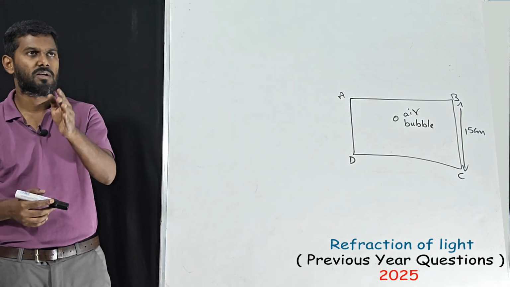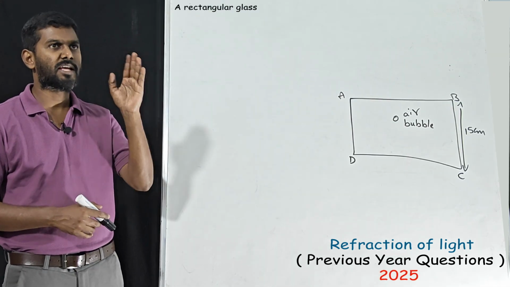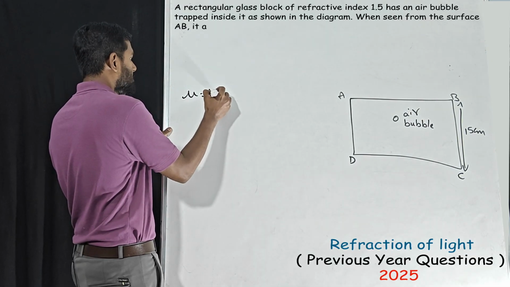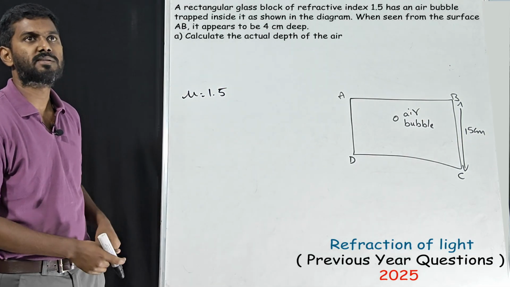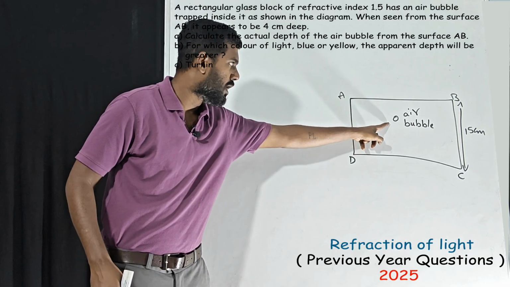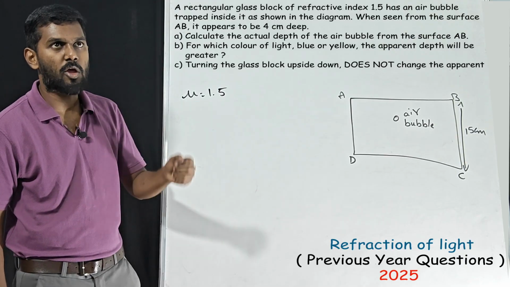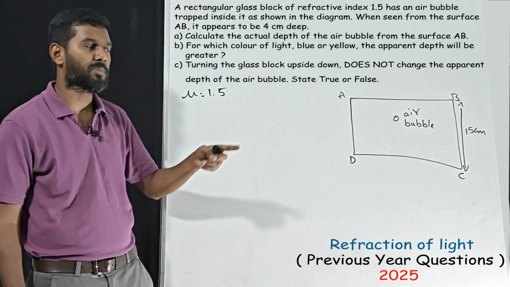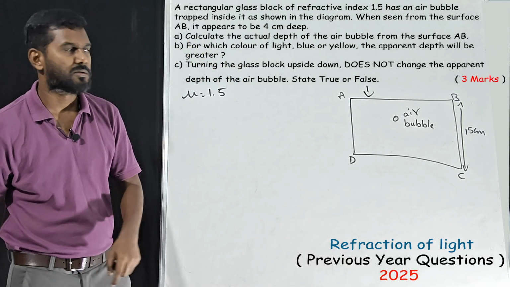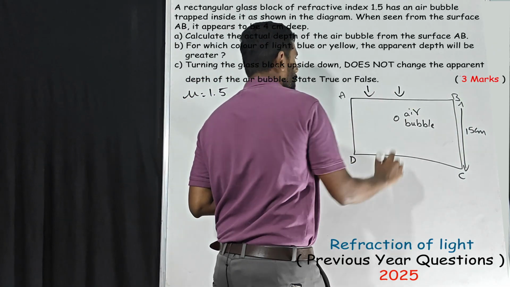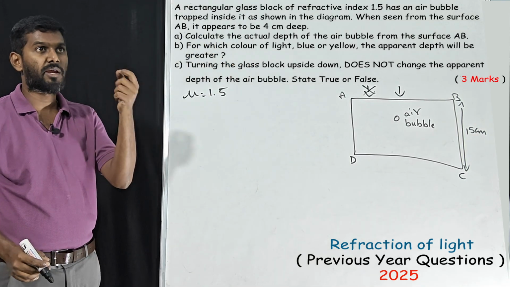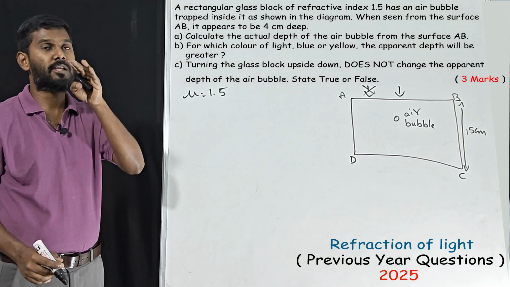Now we'll move on to 2025. In that first question, a rectangular glass block of refractive index 1.5. So refractive index is 1.5. An air bubble is trapped inside, as shown in the diagram. There is an air bubble trapped inside a glass block. When seen from the surface AB, if you see from this angle, somewhere here, surface AB, it appears to be 4 cm deep.